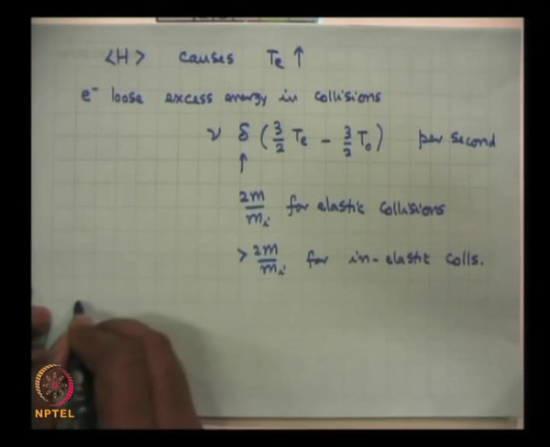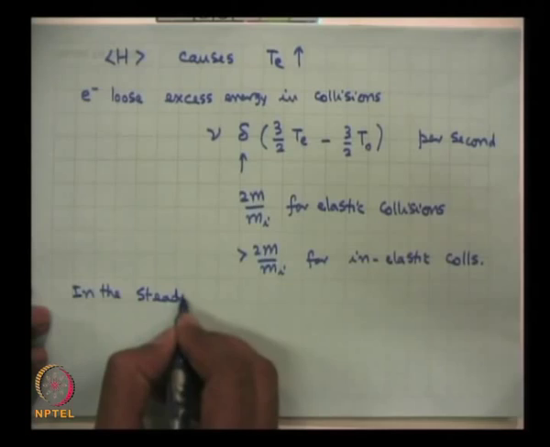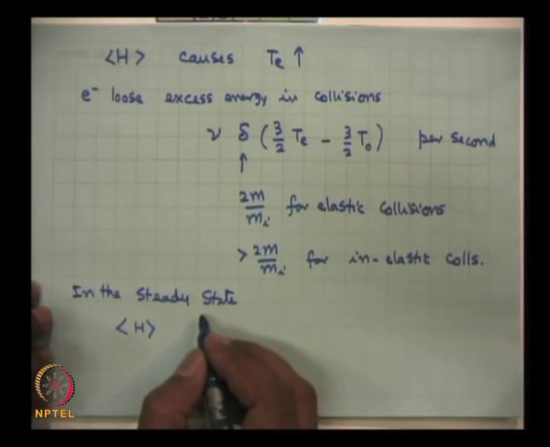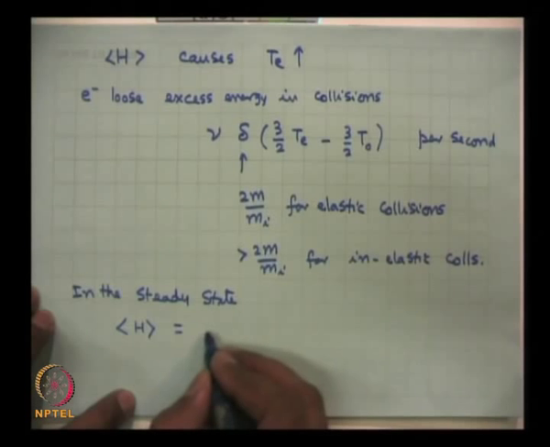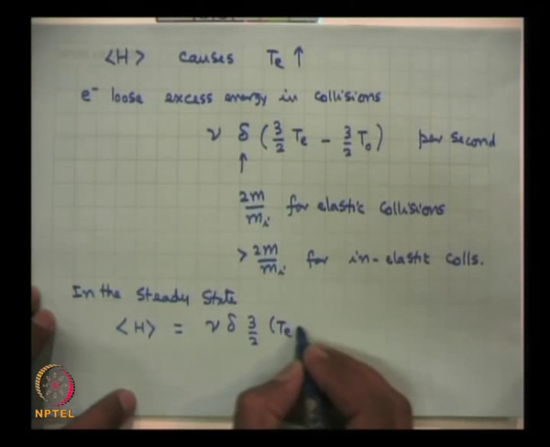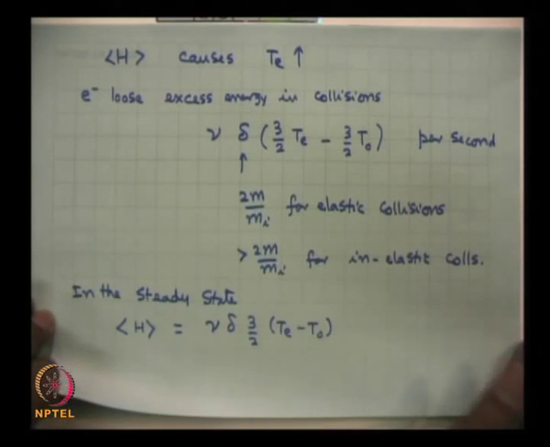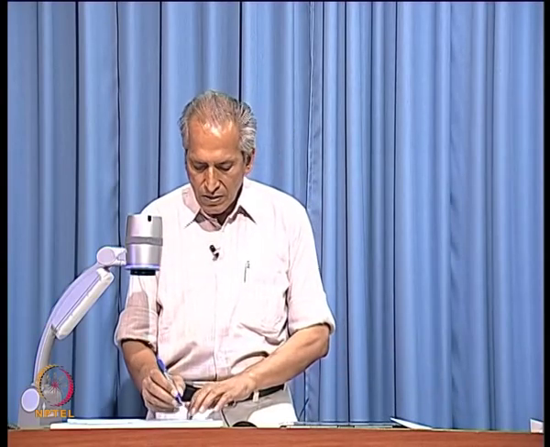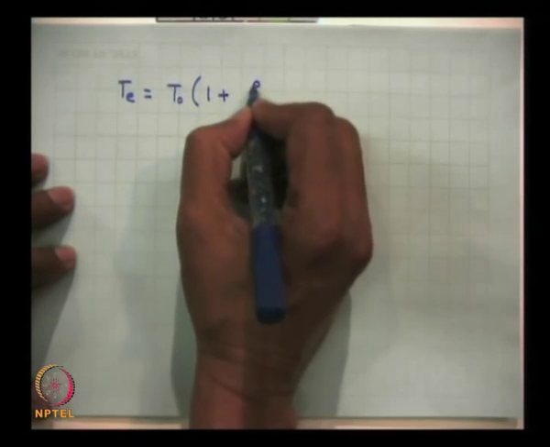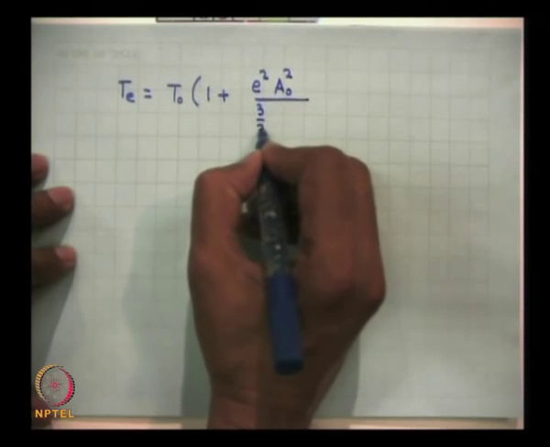And as a result, what happens? In the steady state, the net time average energy that the electron gains from the RF field should be equated to this loss. So, put this equal to nu delta 3 by 2 T e minus T 0, and you can get the expression for the rise in electron temperature, and that turns out to be T equal to T 0 into 1 plus E square A 0 square upon 3 by 2 delta.